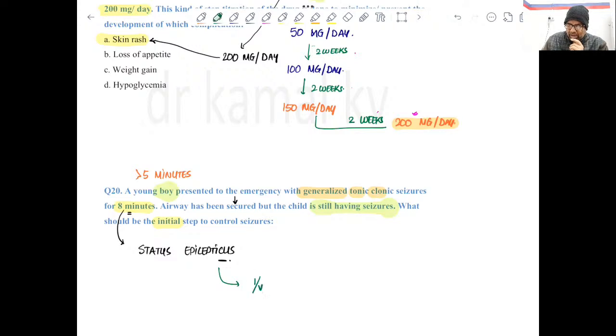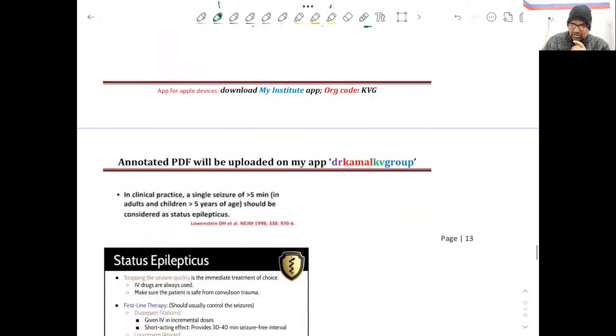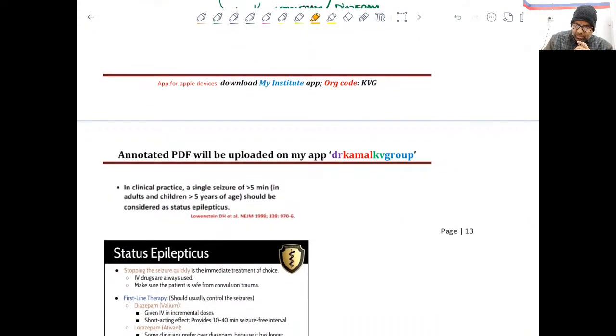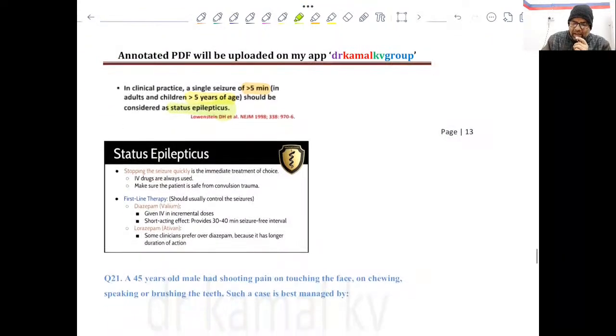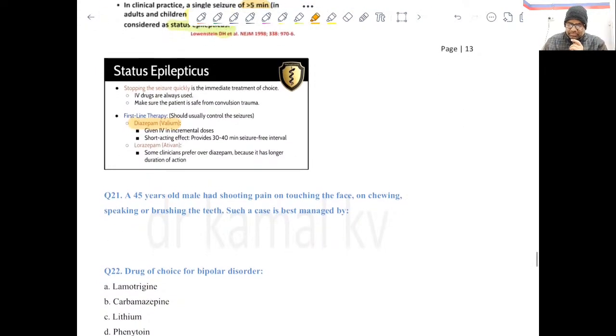So we will give IV, either lorazepam or diazepam. Clear? So this is the initial step. We need to sedate the patient. So if the seizures are lasting for more than 5 minutes in a child of more than 5 years, that is indicative of status epilepticus. And in status epilepticus, we need to give either diazepam or lorazepam, whatever is available.